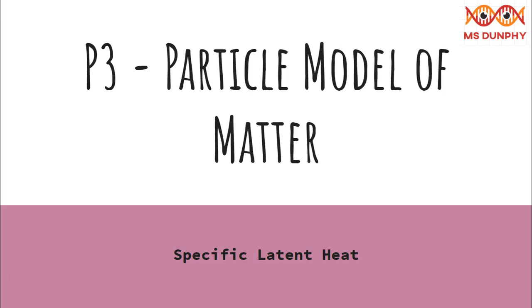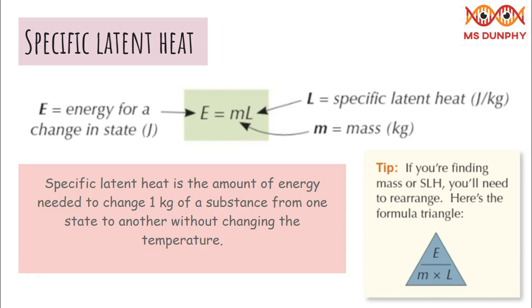So part one of our double lesson today was about specific latent heat. This is the amount of energy needed to change 1 kilogram of substance from one state to another without changing the temperature. For cooling, a specific latent heat is the energy released by a change of state. Specific latent heat is different for different materials and for changing between different states.